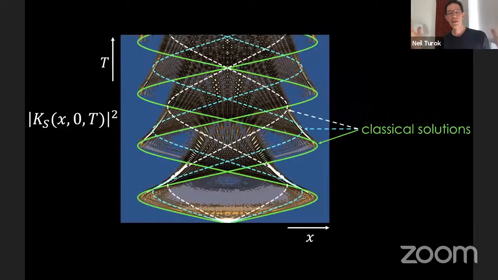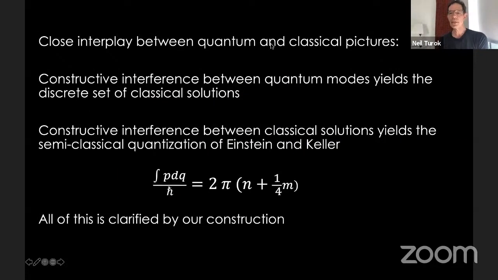Here it is in space and time. You see the Feynman propagator squared, which is the amplitude to start at a given position at t equals zero and to end up anywhere inside this quartic well, is a very intricate function. I mean, this is a tremendous interference pattern. And you can see the classical solutions here. The classical solutions describe the caustics in the interference pattern. There's a very close interplay between the quantum and classical pictures.